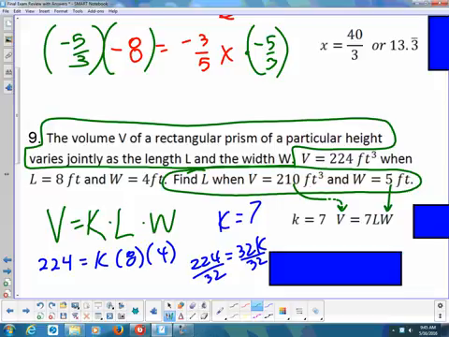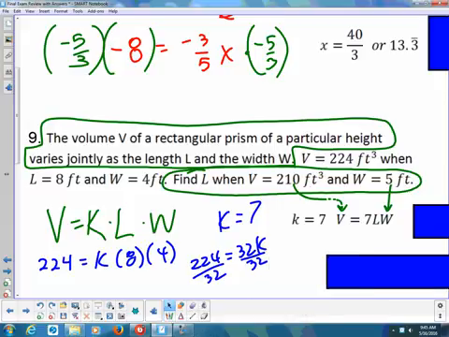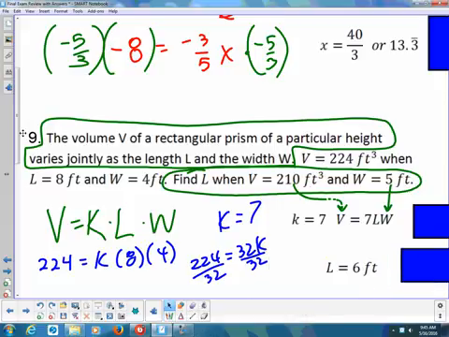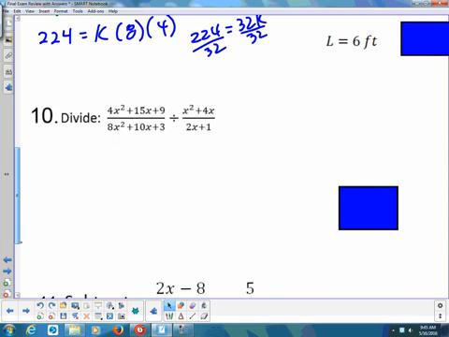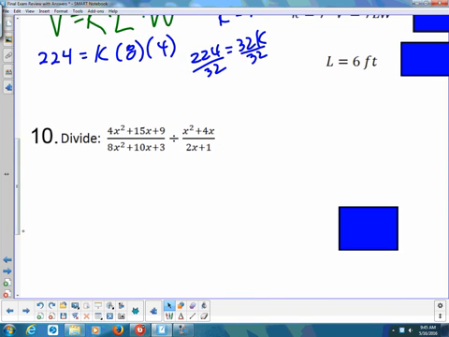Do people agree? Okay, so in this case, if you plug those things in and you solve, you get the length is 6. All right, how about this one?